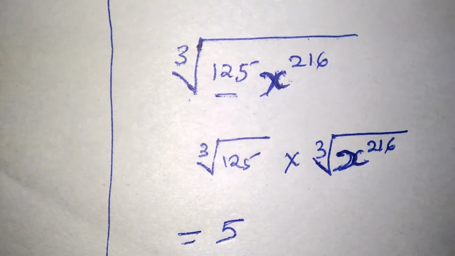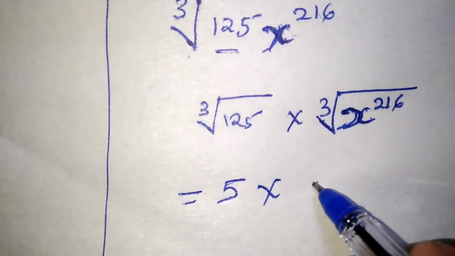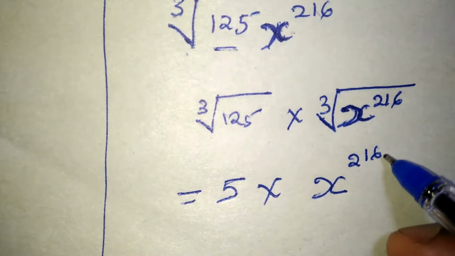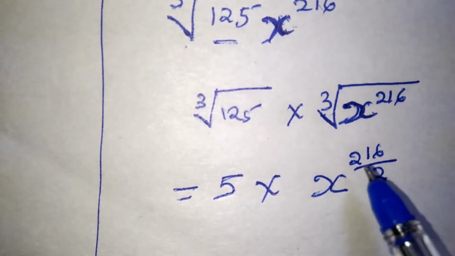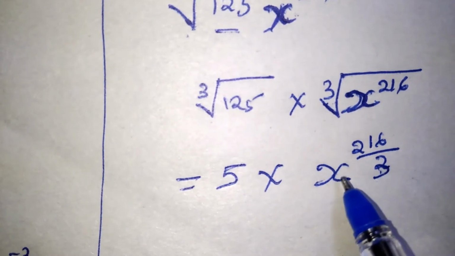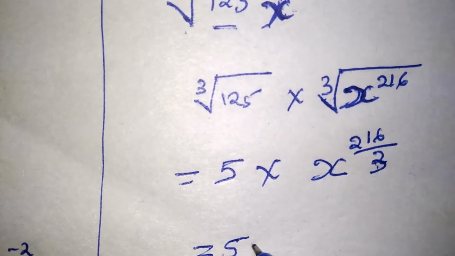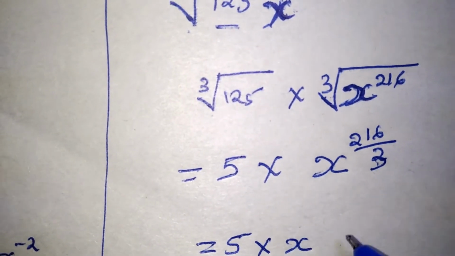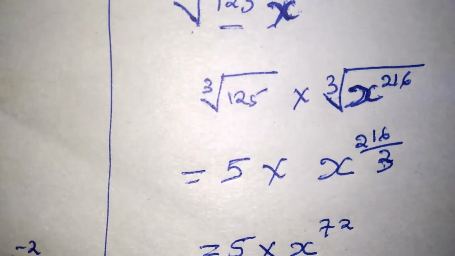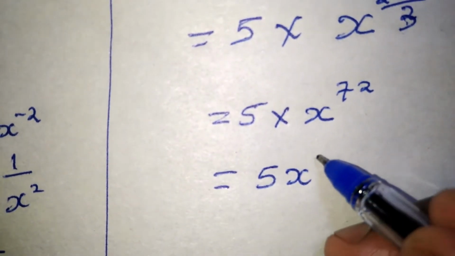Now, in this case, we are going to get 5, which is the cube root of 125. But for this one, to be able to solve it easily, just convert it to 216 over 3, and that simply gives you 5 times x raised to 72. So the final answer is 5x raised to 72.